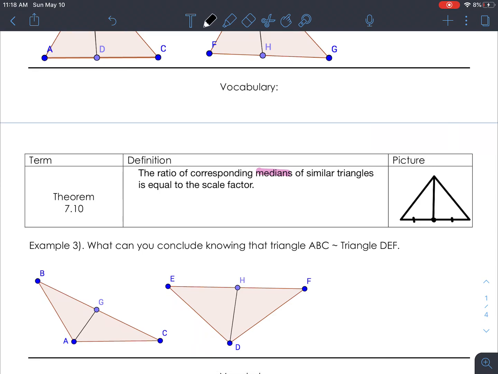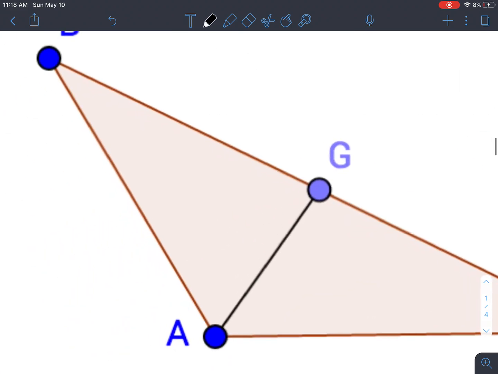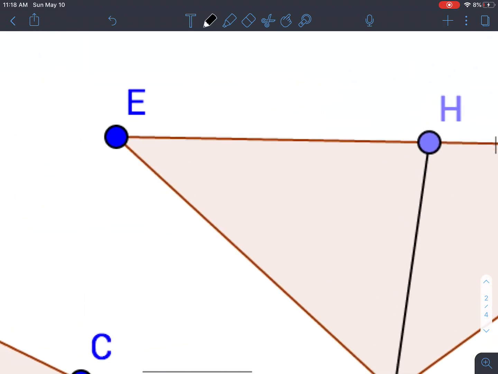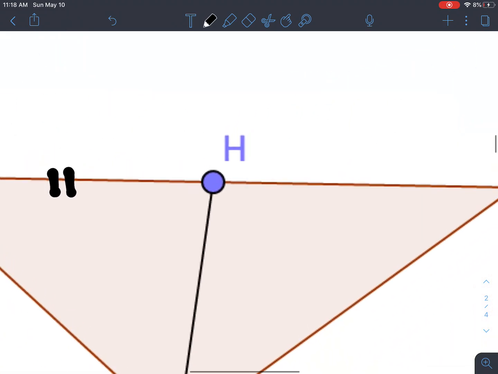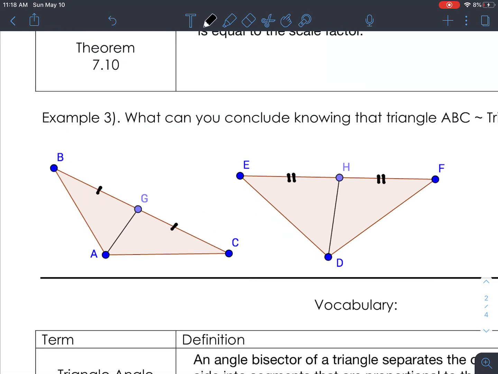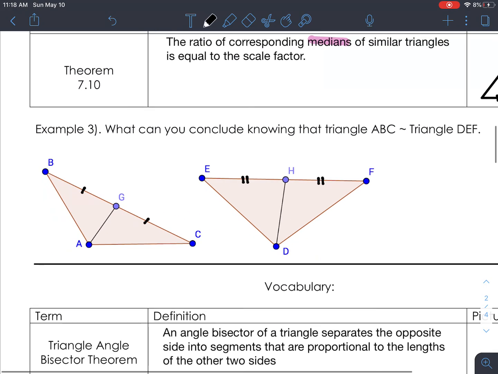So in example 3, it says, what can you conclude knowing that triangle ABC is similar to triangle DEF? Now, these are medians, so let's mark that this side is congruent to this side, and then this side is congruent to this side. So once again, let's talk about the markings. Why couldn't I say that all 4 of those are congruent? Well, for corresponding sides, the sides don't have to be congruent. They have to be similar, which means that they are going to have different side lengths.